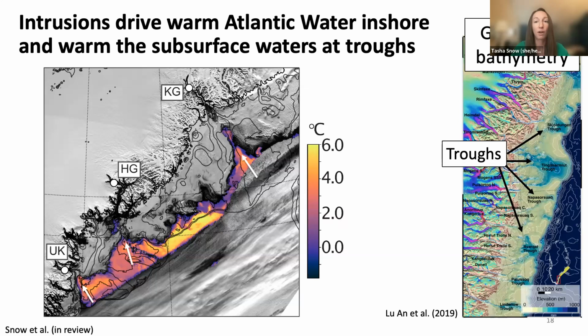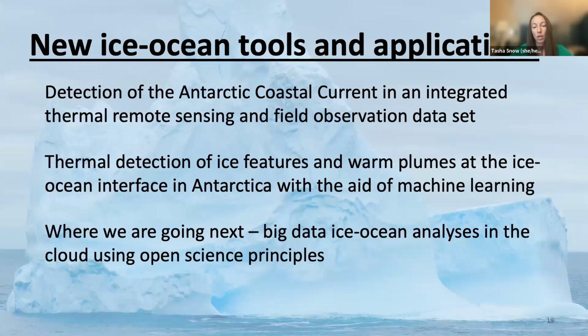And so potentially very important for transporting heat towards the ice, and not something that we've really recognized as being a potential transport or heat transport mechanism until now. So remote sensing is really cool, provides us a lot of new opportunities for studying ice-ocean interactions.